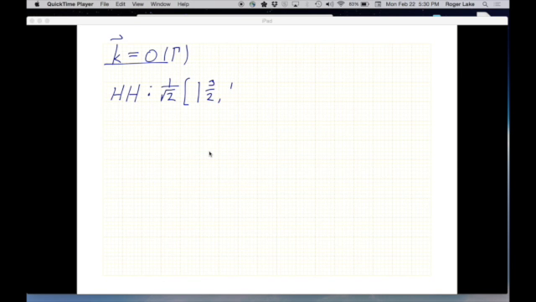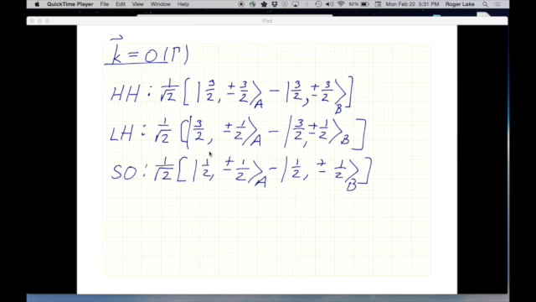So specifically at k equals 0, the heavy hole state is 1 over root 2, 3 halves, plus or minus 3 halves, on the A atom, minus, and this would be for silicon where both atoms are identical, 3 halves on the B atom. And the same form then holds for all of them, for the light hole and the split off. All right. And these are our valence bonding states.